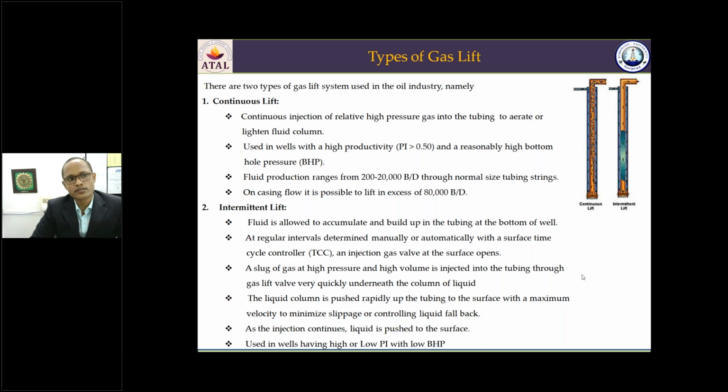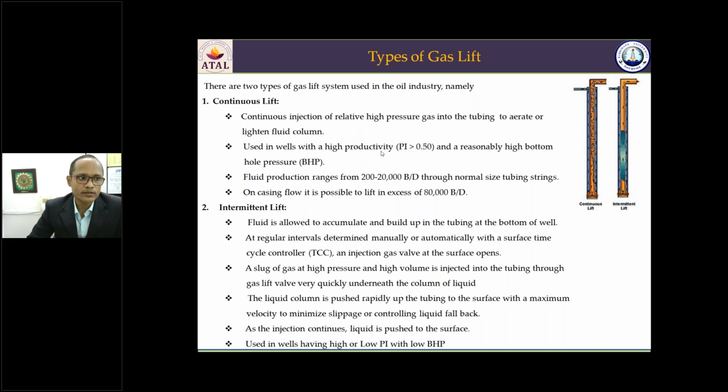So gas lift systems are classified mainly into two types: continuous gas lift and intermittent gas lift. In case of continuous gas lift, we inject the gas continuously. The gas from the surface is injected into the annulus, into the tubing continuously. There is no break. So this method is called the continuous gas lift.